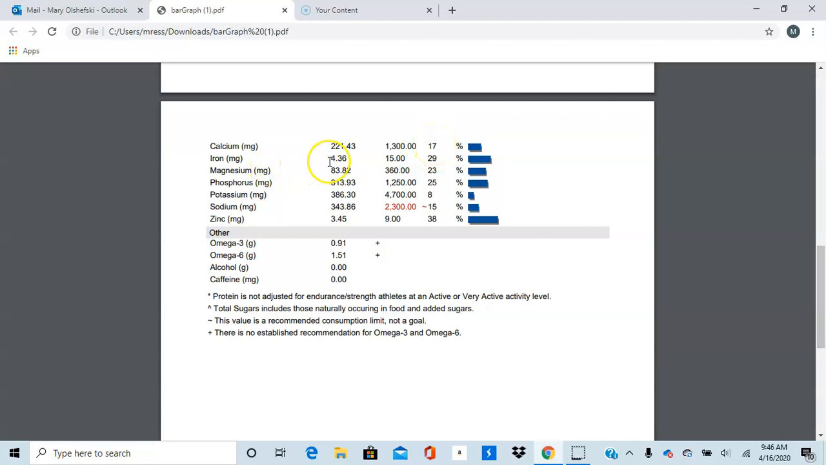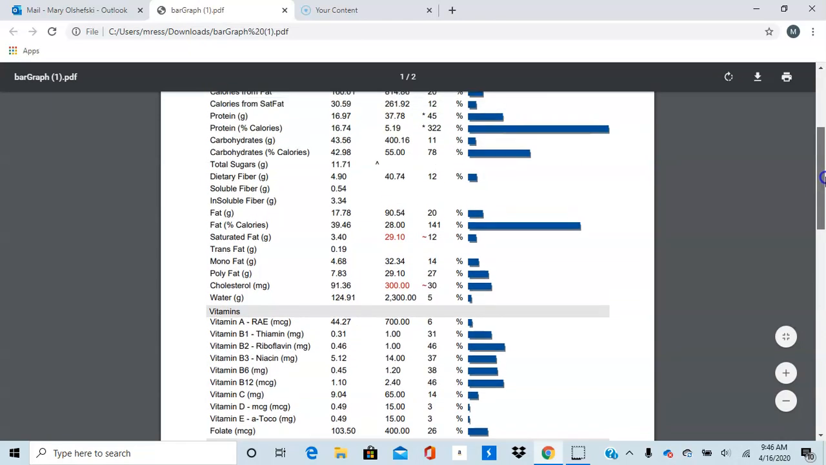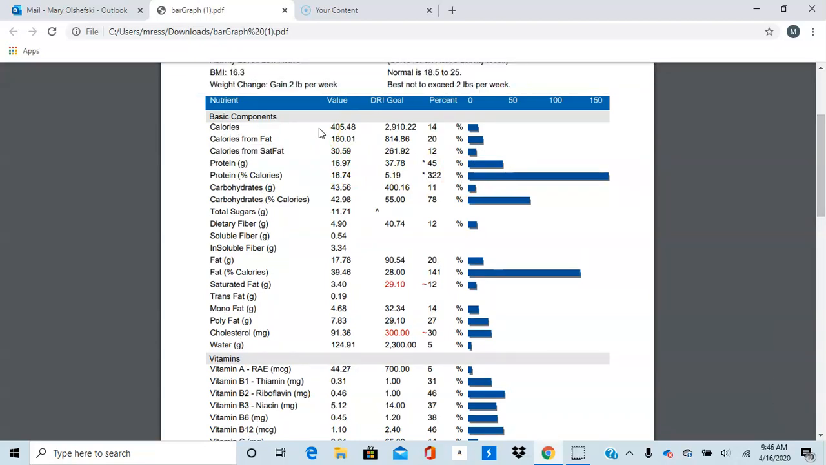And for iron, you've got 4.36 milligrams a day. Your goal is 15 milligrams a day. You're only at 29%. So I'm not sure if your meal plan so far is maybe just one meal, since the calories are only 405, since I didn't see your food list, or perhaps your meal plan is only breakfast and lunch. In either case, you're going to need to add in all three meals, breakfast, lunch, and dinner, and at least one snack.